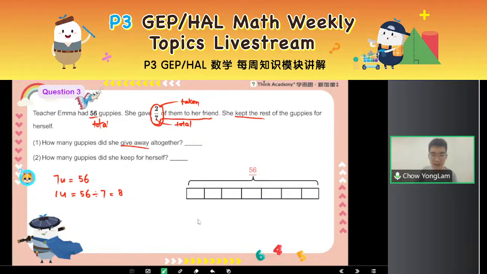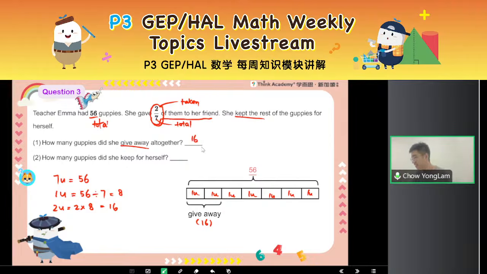Now, how many units did she give away though? Question 1, how many guppies did she give away? So now we need to think, how many units did she give away? 2 out of 7 was given away. So you will label 2 units as the giveaway part, right? So these are all equal units, 1 unit, 1 unit, 1 unit, 1 unit, 1 unit, 1 unit, 1 unit. She gave 2 units away. So you can just find 2 units is equal to 2 times 8 equals 16. Okay, so she gave away 16 guppy fish. That's the part that she gave away.